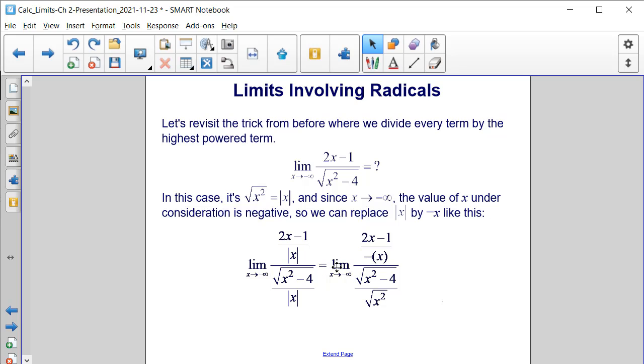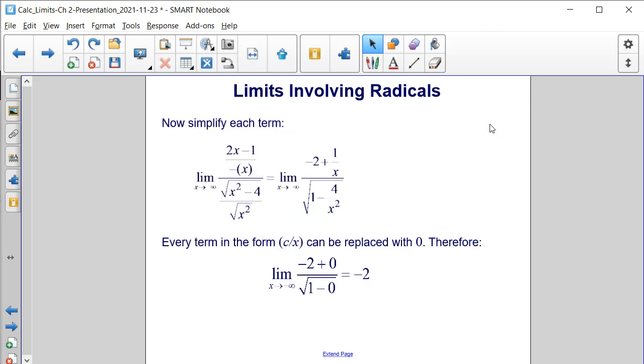And then that is equal to the limit of (2x minus 1) over negative x, because we're approaching negative infinity, all divided by the square root of x squared minus 4, all divided by the square root of x squared. Next, we can simplify each term. We can divide 2x by negative x and get negative 2. And we can divide negative 1 over x to have positive 1 over x here.